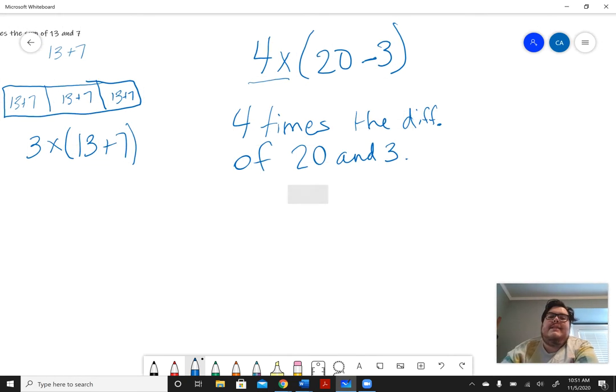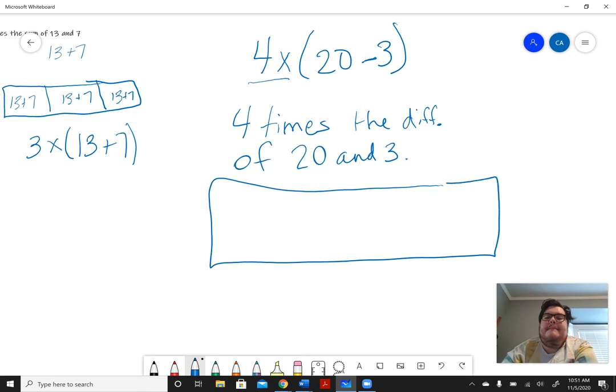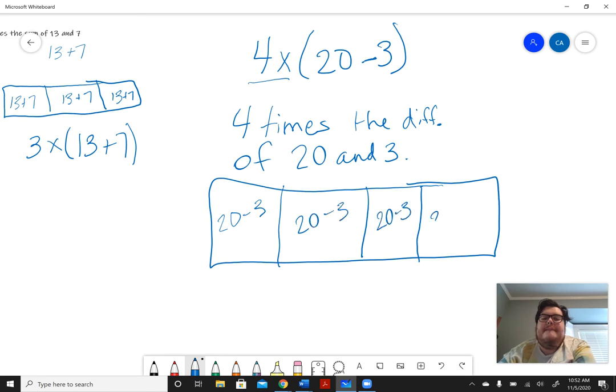Okay, and let's represent that in a tape diagram. 4 times means I'm going to have 4 groups, right? Or 4 sections. 4 times the difference of 20 and 3. So I have to put the difference of 20 and 3 in each section.